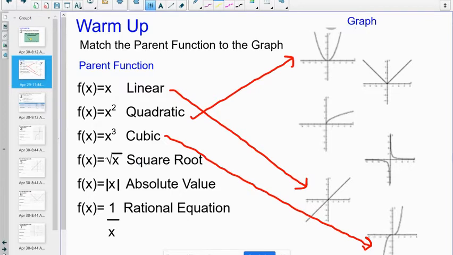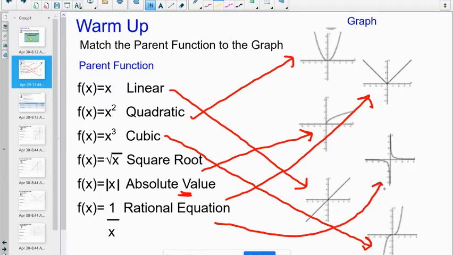And square root, remember, because we cannot have a square root of a negative, we're not going to have it on the negative side of the y-axis. So there's nothing on the negative side of the y-axis here. So that's that pairing. Remember absolute value, think v-shape, absolute value. It's going to be this one up here. And last but not least, we have our rational equation, which is here.